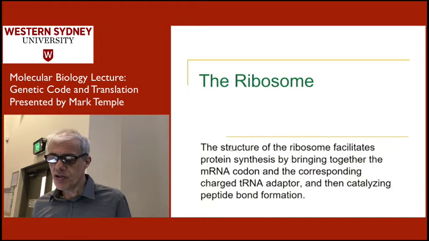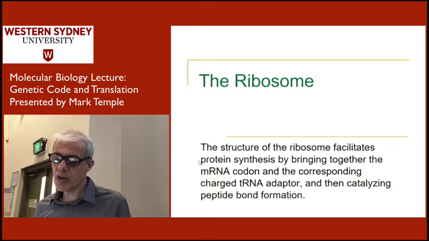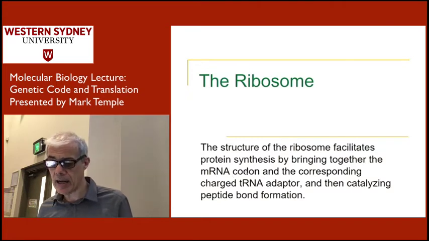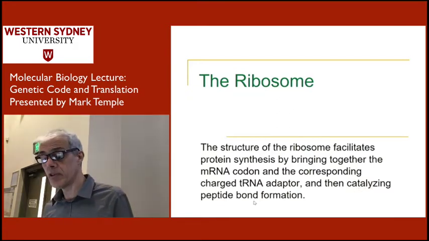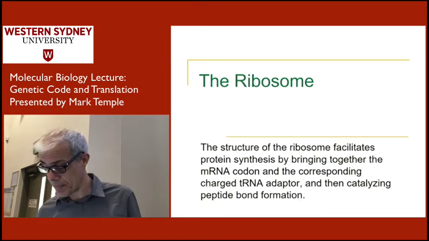And the structure of a ribosome facilitates protein synthesis by bringing together the messenger RNA and the particular codon in a messenger RNA and the corresponding transfer RNA, which has an amino acid attached, and then the ribosome facilitates the catalytic process of forming a peptide bond between the two amino acid residues. Okay?